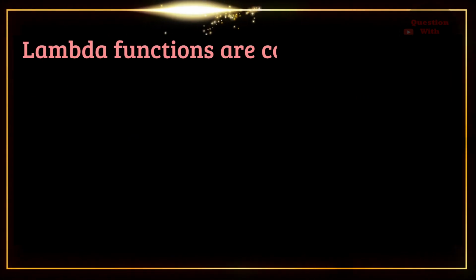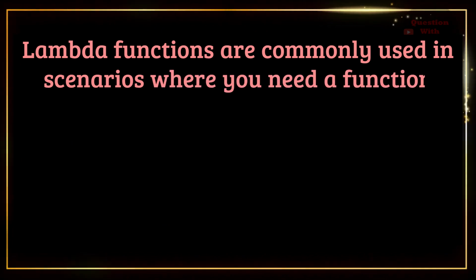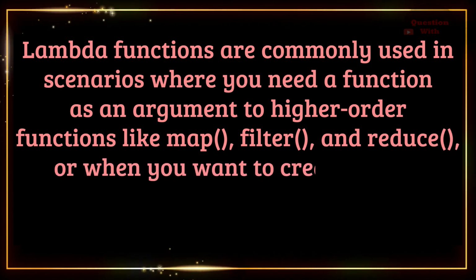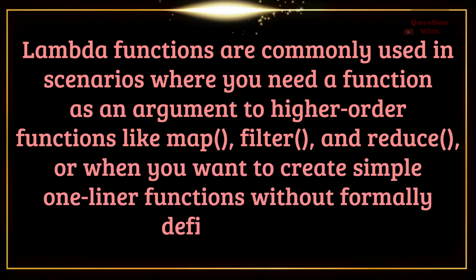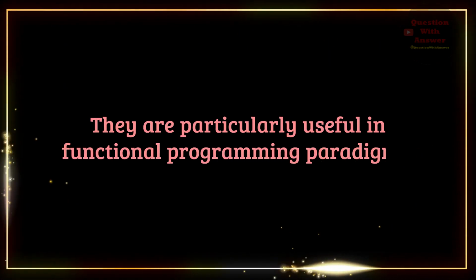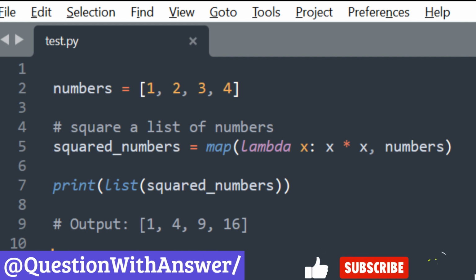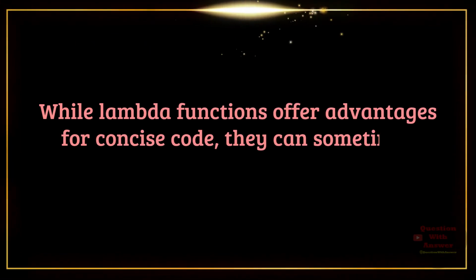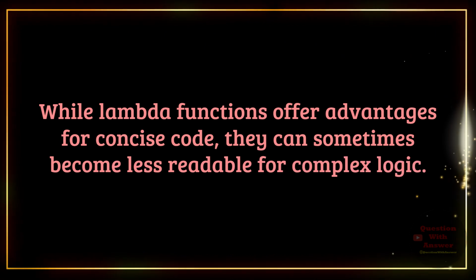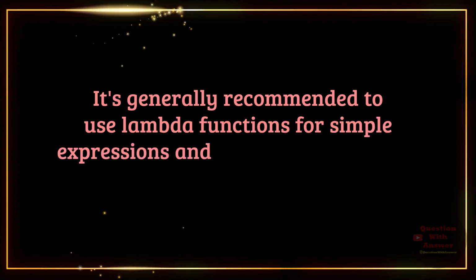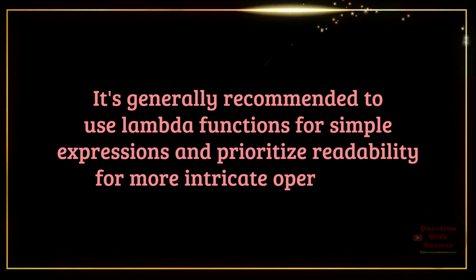Lambda functions are commonly used in scenarios where you need a function as an argument to higher-order functions like map, filter, and reduce, or when you want to create simple one-liner functions without formally defining them. They are particularly useful in functional programming paradigms. Here's an example of using a Lambda function with map to square a list of numbers. While Lambda functions offer advantages for concise code, they can sometimes become less readable for complex logic. It's generally recommended to use Lambda functions for simple expressions and prioritize readability for more intricate operations.